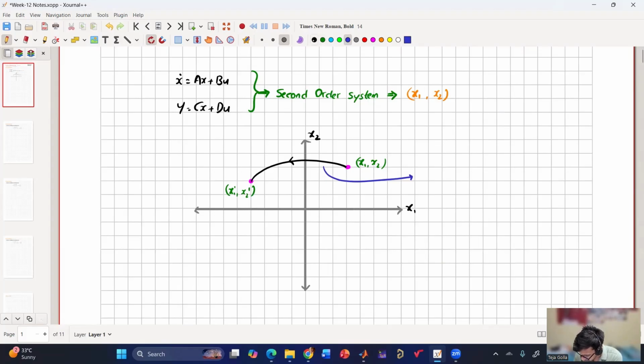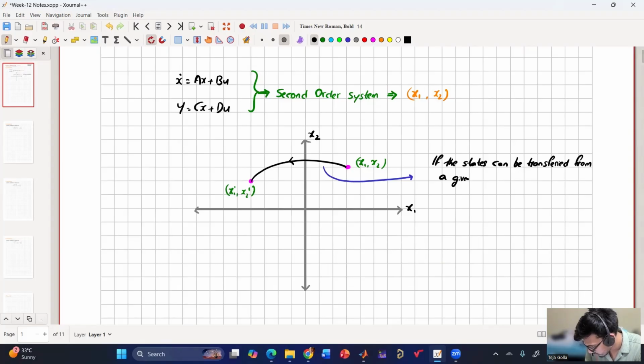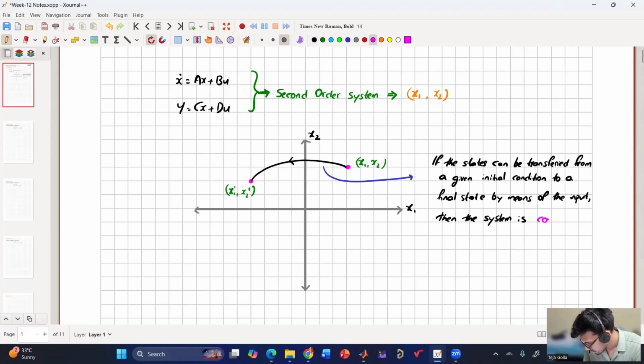So if the states can be transferred from a given initial condition to a final state by means of the input, then the system is controllable. So in this case, we can say the system is controllable.